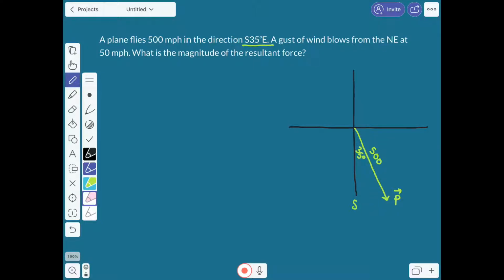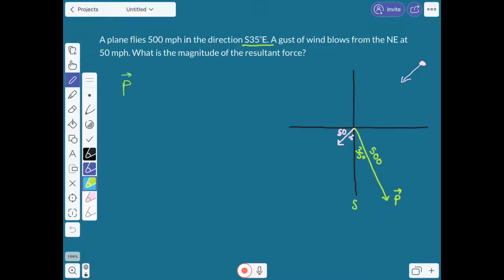Let's do our wind. The wind blows from the northeast. So here's the northeast, but it's blowing from the northeast, which means it's blowing toward the southwest. Just a little bit, though, compared to the 500, at 50 miles per hour. By the way, that would be at a nice, perfect 45-degree angle, wouldn't it? So we've got a 45-degree angle in there because it's blowing straight to the southwest.